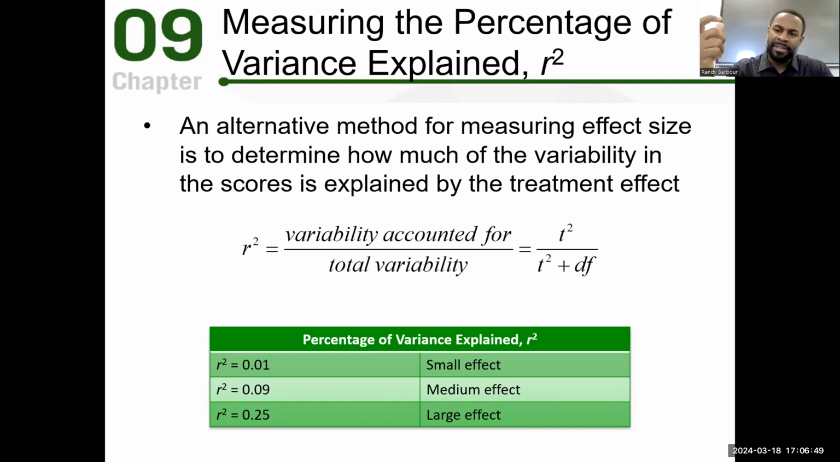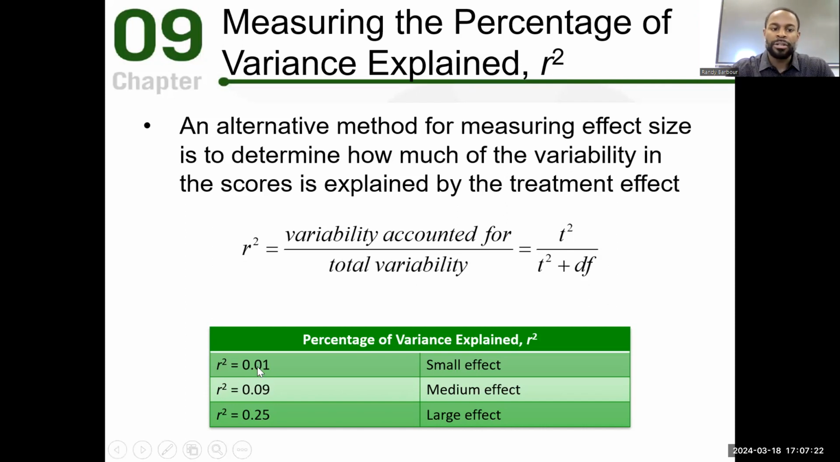In order to explain the variability in the scores for that sample, this is the way that we do that. The higher the amount of variability that is explained means that the treatment is playing a significant role in the variability in the individuals that you see in that sample. And the larger that variability is, the more the treatment is making a big difference in the differences in those scores.